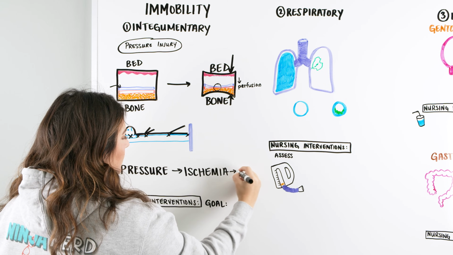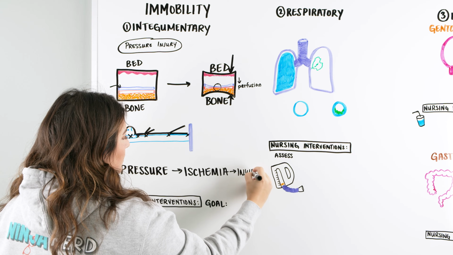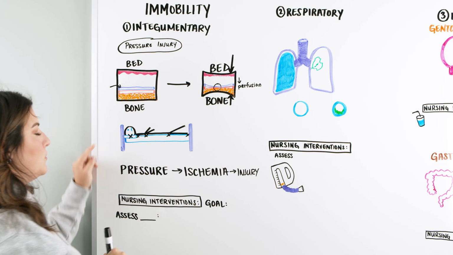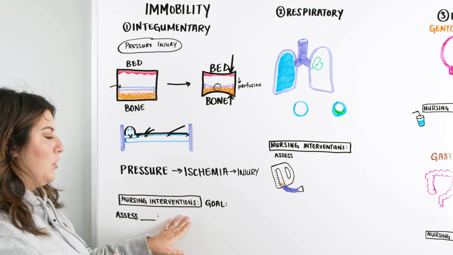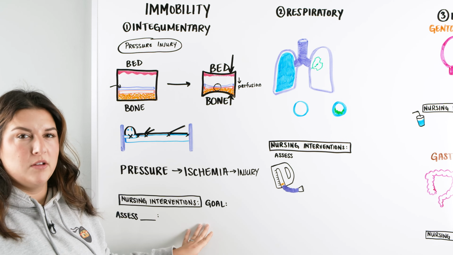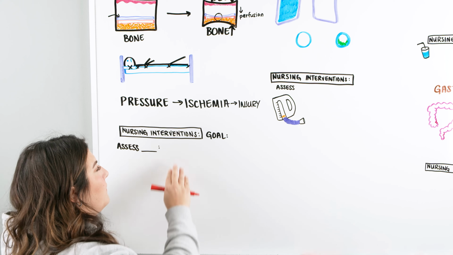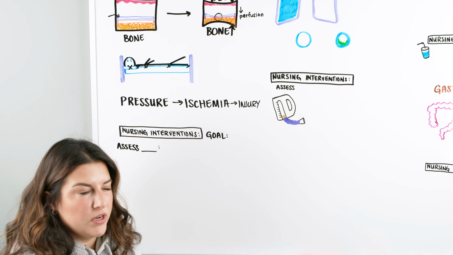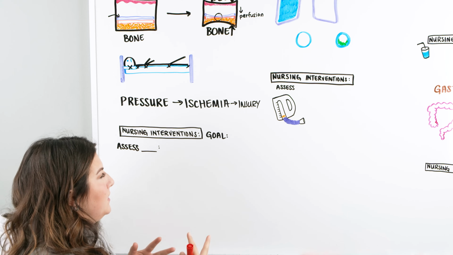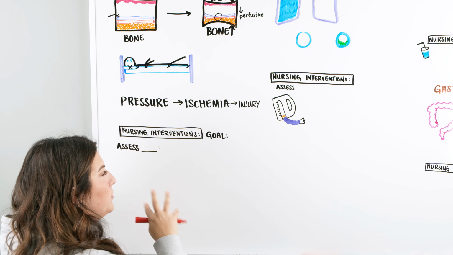And then that ischemia can cause injury, right, or breakdown. So let's talk about what are some of the nursing interventions we're going to do at the bedside in order to help prevent our patient who is immobile from having skin breakdown. What are those nursing interventions that we are going to do now for these patients that we're hoping to prevent all this skin breakdown, this integumentary breakdown, in order to prevent these pressure injuries?